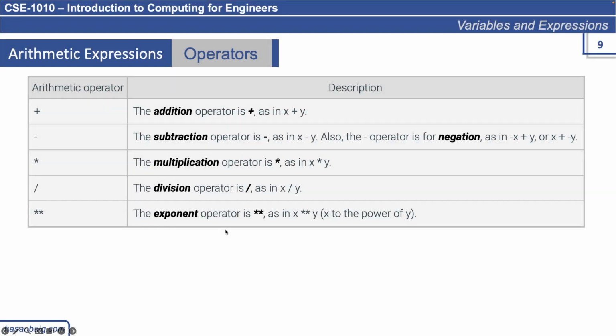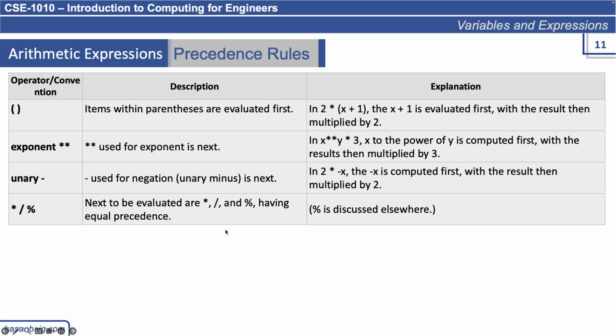Now when we have an expression, we have to talk about precedence. Precedence defines which thing is executed first. Here in this table, you can see the highest precedence is given to something enclosed in parentheses. Items within parentheses are evaluated first. In this example, 2 times x plus 1, the x plus 1 is evaluated first within the parentheses, and the result is then multiplied by 2.